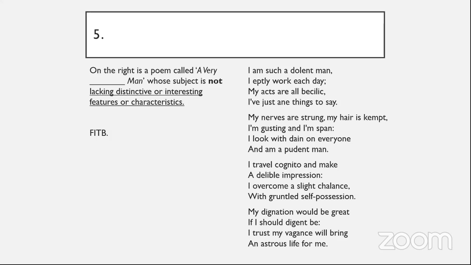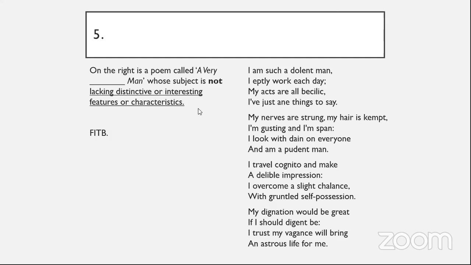I'm gusting and I'm span. I look with Dane on everyone, and am a prudent man. I travel cognito and make a delible impression. I overcome a slight chalance with gruntled self-possession. My dignation would be great if I should diligent be. I trust my wagons will bring an astrous life for me. So, if you get what's happening in the poem, using that, give me the title of the poem or just fill in the blanks.